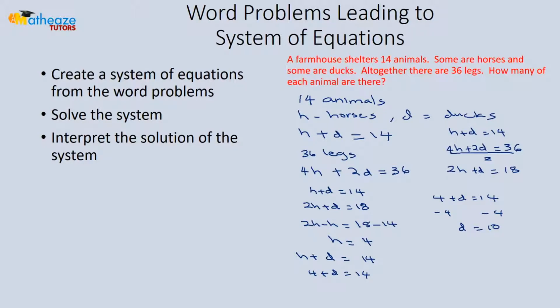So what this means here is that in this farmhouse there are 10 ducks and 4 horses. So the 10 ducks will account for 20 legs and the 4 horses will account for 16 legs. When you add them together, you should see 36 legs.